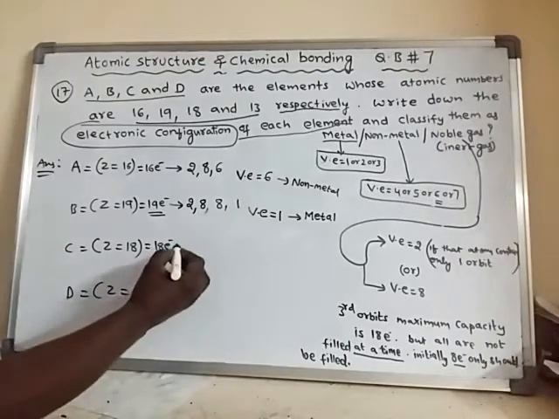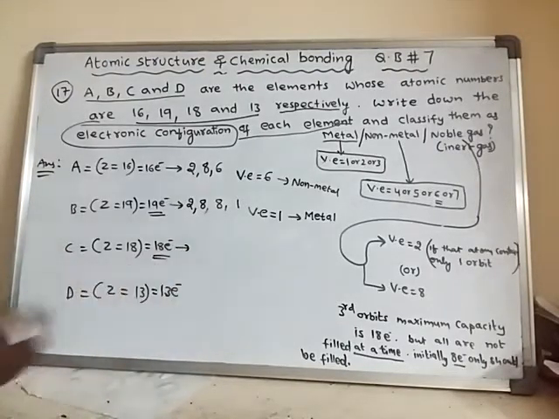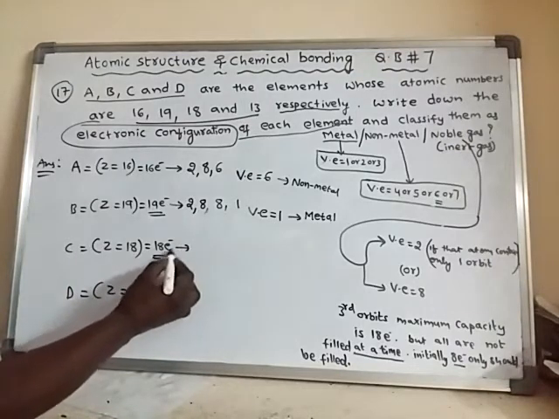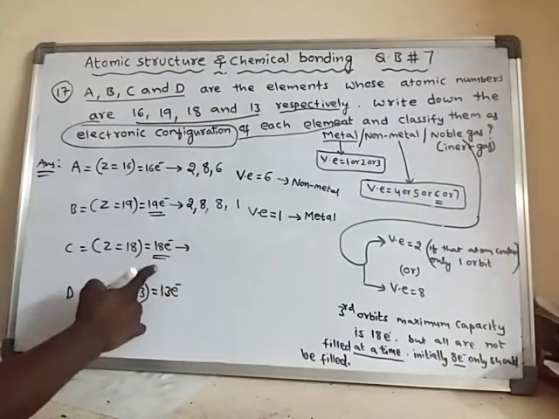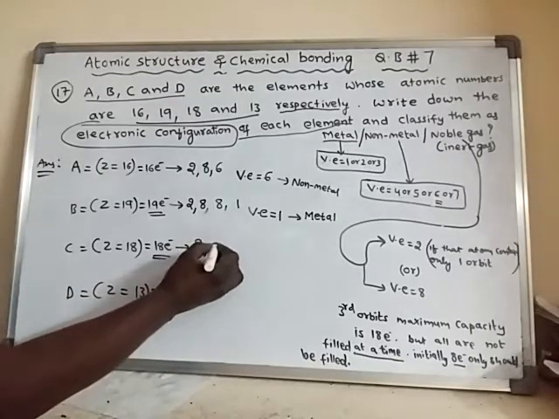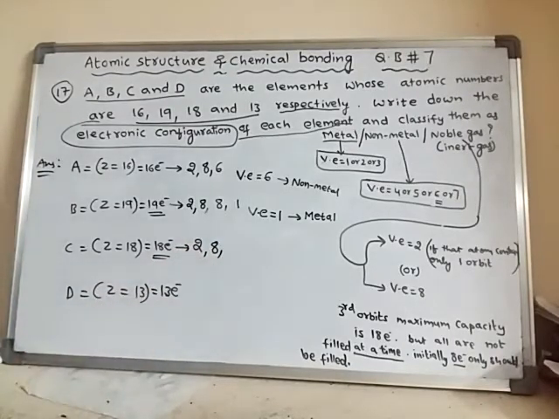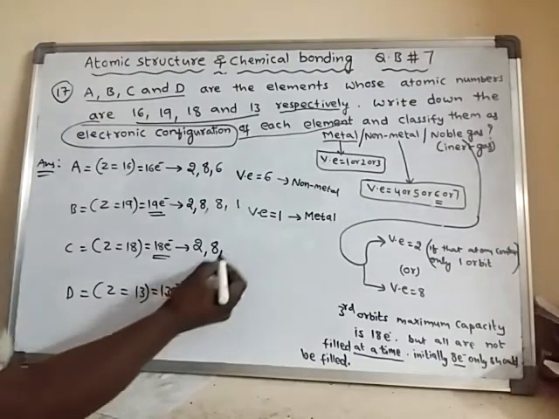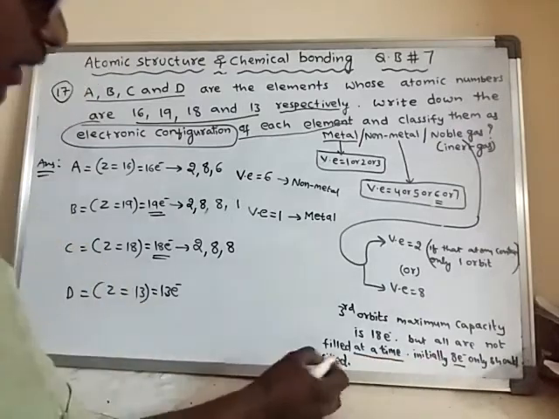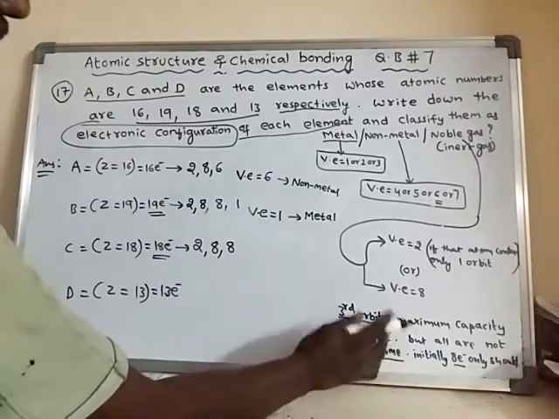So if you see the electronic configuration of element C, here it is having how many? 18 electrons are present. Out of 18 electrons, first orbit 2, second orbit 8, and how many are left over? 8 are left over, because initially only 8 can be filled in the third orbit.